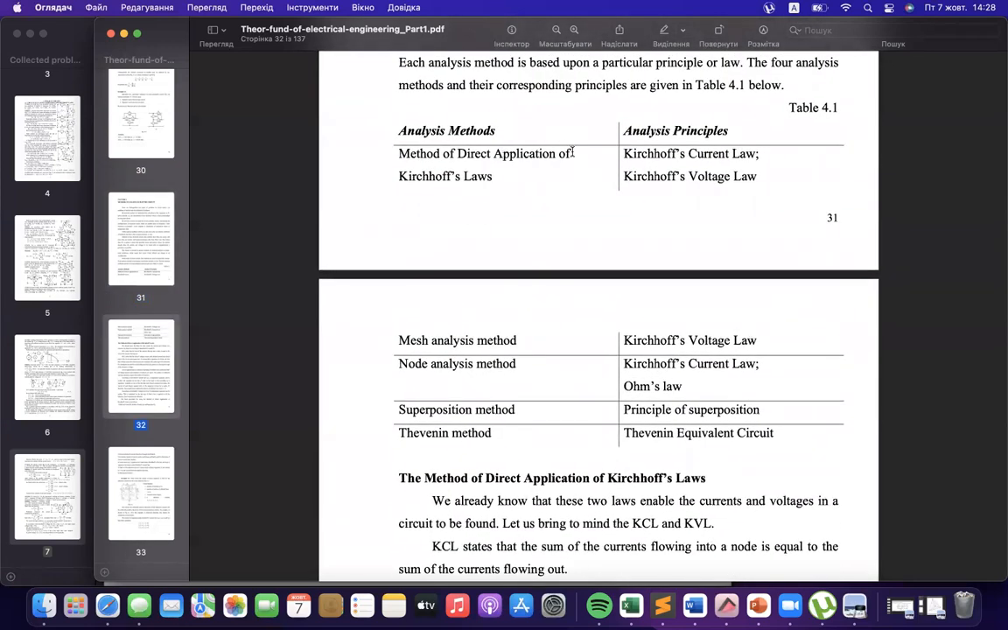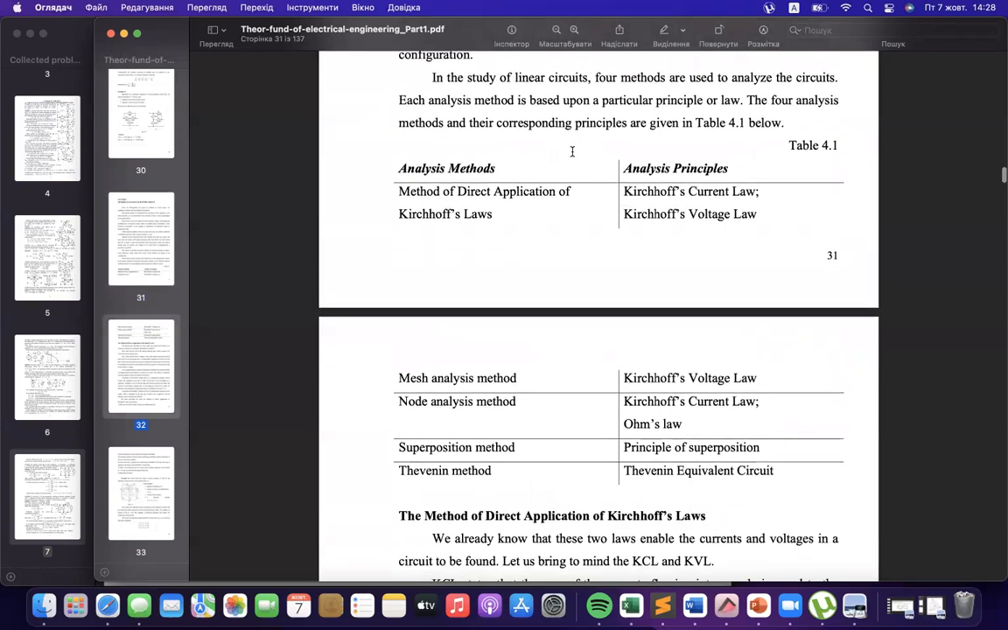It means move from the most direct method. The most general method is called just direct application of Kirchhoff law. We are just taking these three laws and dealing with them. But transforming from this method, we could use a couple of others. They are called mesh analysis, node analysis, Thevenin theorem, and also we have the superposition method.